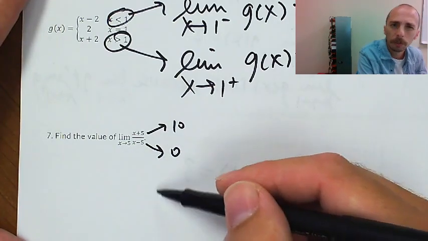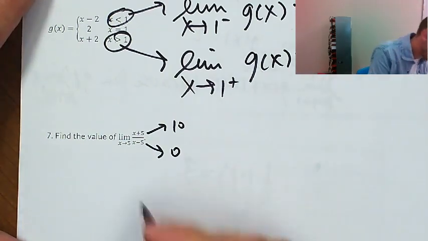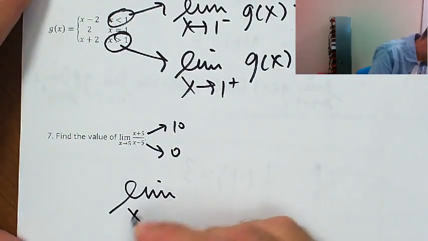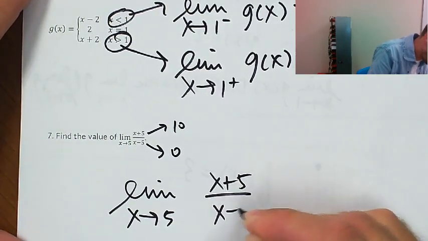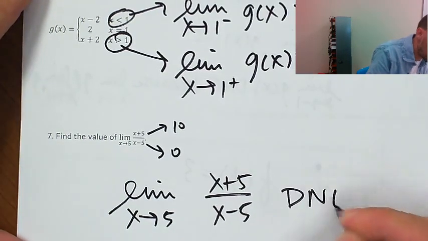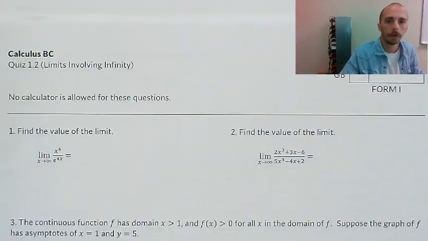At this point, you didn't really know, right? If you think about quiz 1.1, you hadn't learned about infinities yet. So we're going to say the limit as x approaches 5 of x plus 5 over x minus 5 just doesn't exist. And that's all for 1.1.